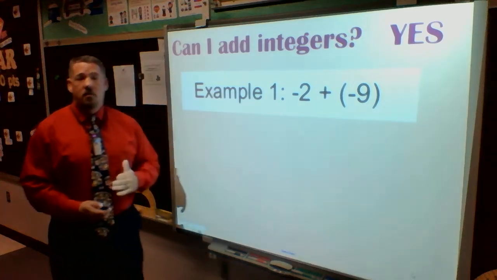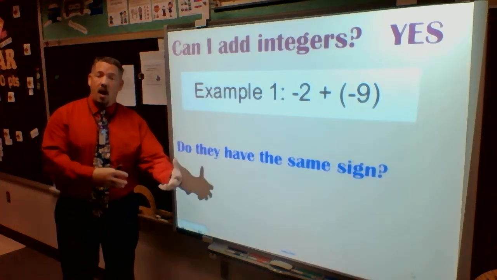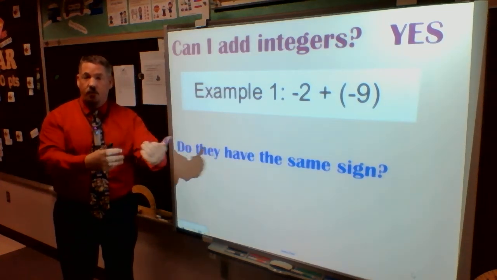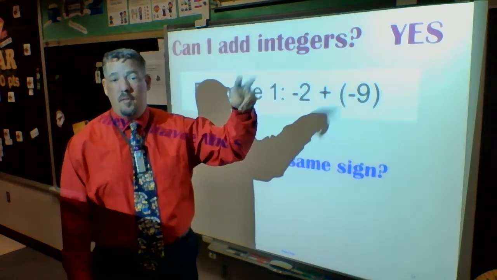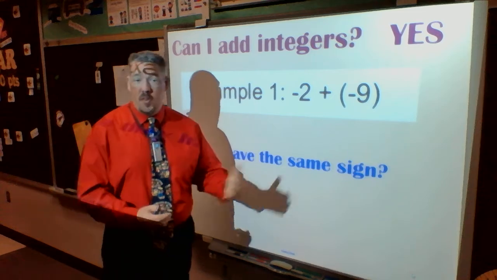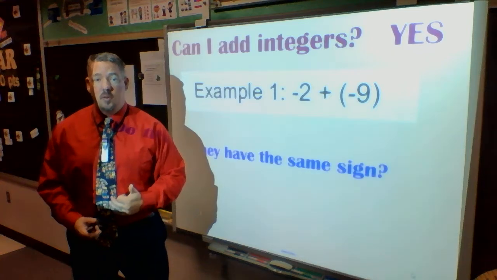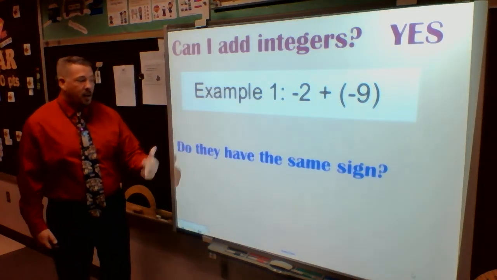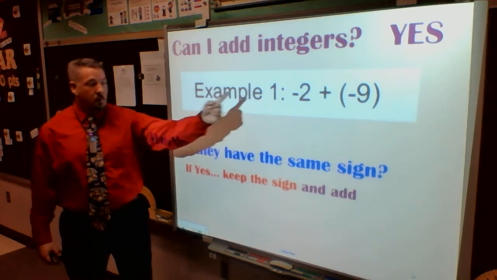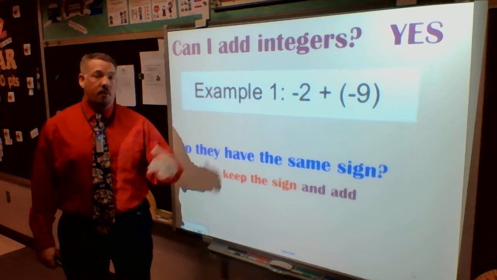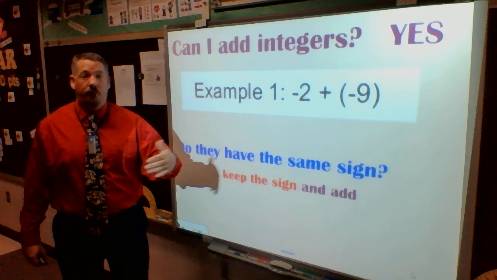Adding of integers. Yes, I can do that. So if I know that I can, then I have to look at the signs. Do I have the same signs? And that's going to be a yes or a no. Same signs means, for example, on this one, I have two negatives. Yes, it's the same sign. If it's a no, there's one positive, there's one negative, then I got a different step to do. If it is the same sign, then mathematically what I'm going to do is I'm going to keep that sign. This one's both negative, so my answer is going to be negative. If they were both positive, which is the math that you've been doing since first grade, 2 plus 1, they're both positive.